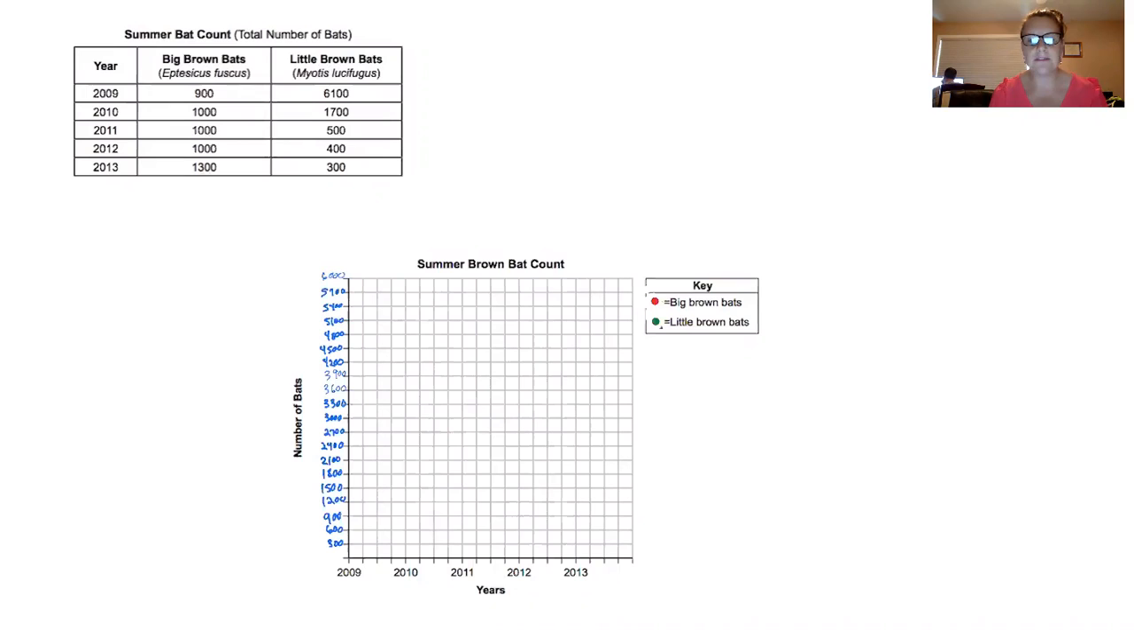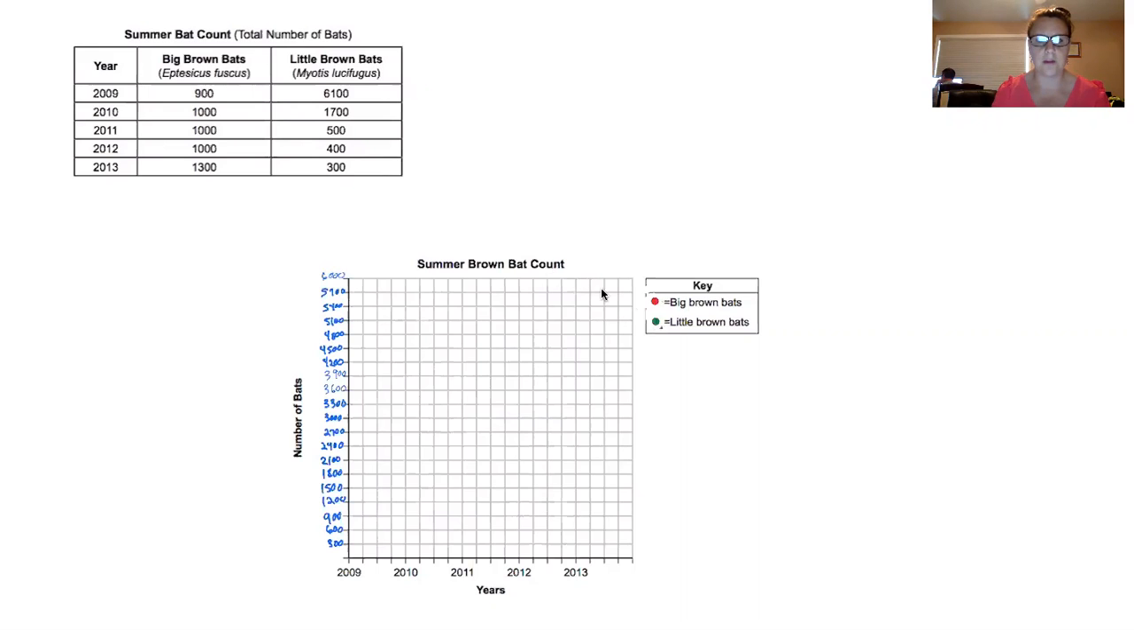So a graph has already been set up, the axes are set up, and you can see that the scale here looks like they went up by about 300 on each line. And so this is going to be a good representation for this data. They're going to use red color for big brown bats and green color for little brown bats. So I'm going to start with the big brown bats.